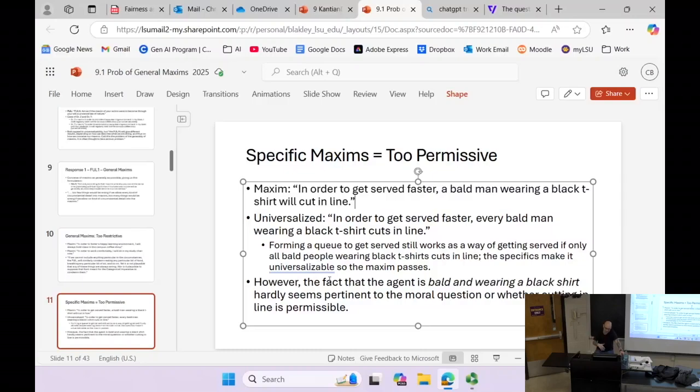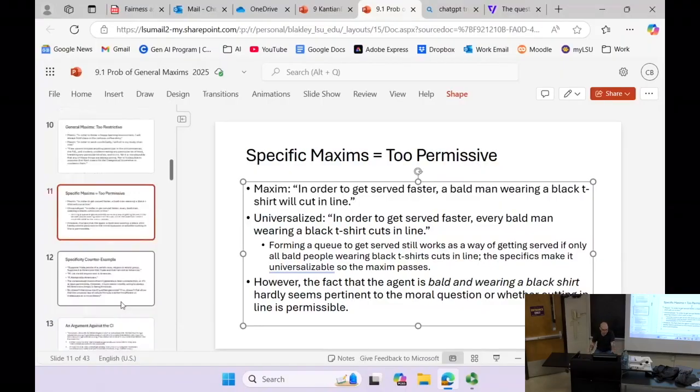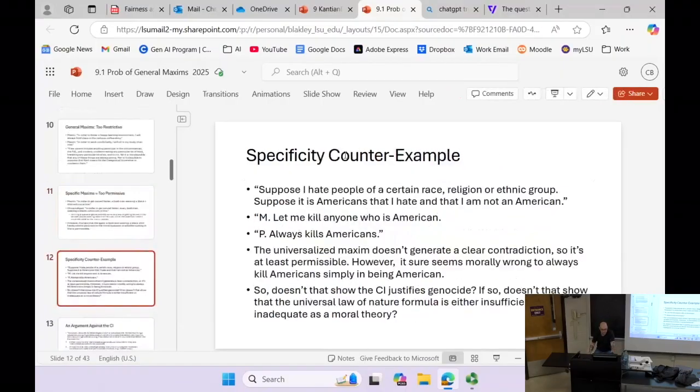So the fact that the person is bald and wearing a black t-shirt doesn't seem to be relevant at all to the morality of the question, right? But it would mean that all the bald guys in black t-shirts get to cut in line, and we probably think that's wrong, right? So, the specificity of that counterexample.